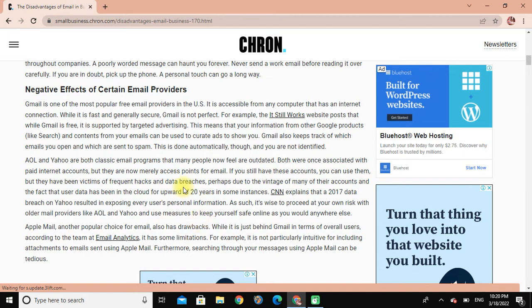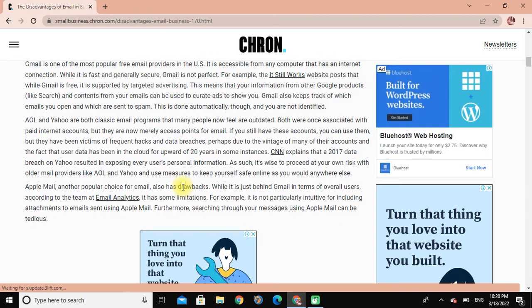AOL and Yahoo are both classic email programs that many people now feel are outdated. Both were once associated with paid internet accounts, but they are now merely access points for email. If you still have these accounts, you can use them. But they have been victims of frequent hacks and data breaches, perhaps due to the vintage of many of their accounts and the fact that user data has been in the cloud upward of 20 years.